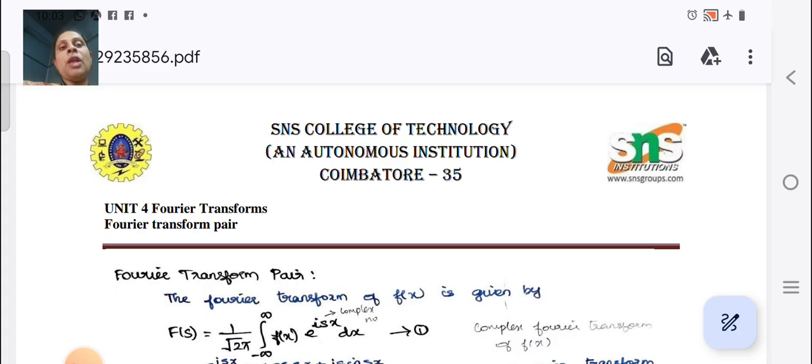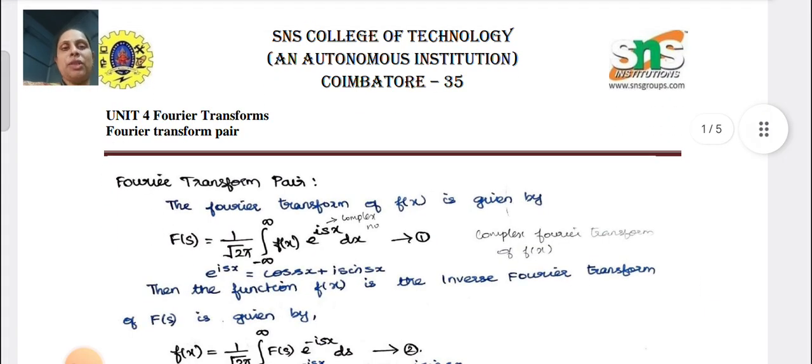We use the formula 1 by root 2 pi, integral from minus infinity to infinity, f of x e power isx dx. Here you know e power i theta is cos theta plus i sin theta. So here we use the e power i theta value in the e power isx. So e power isx is equal to cos sx plus i sin sx. So the f of x is multiplied by cos sx plus i sin sx.